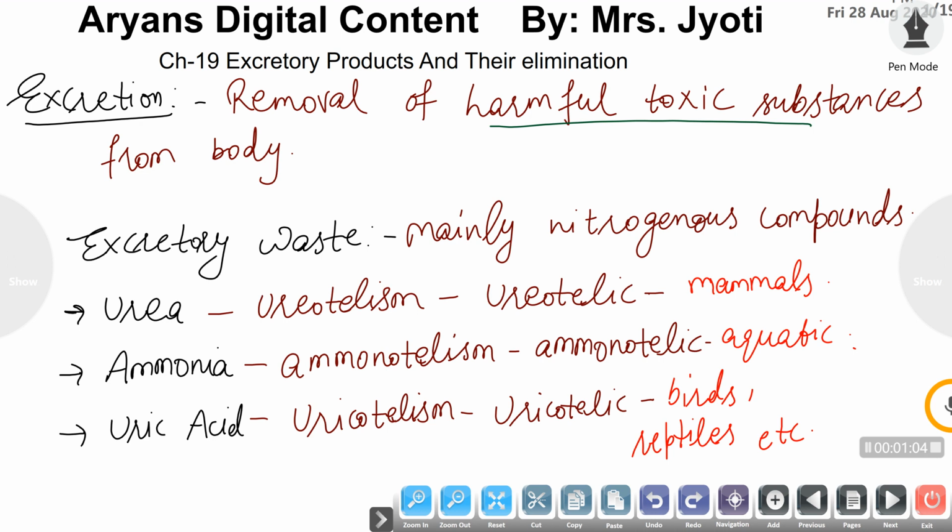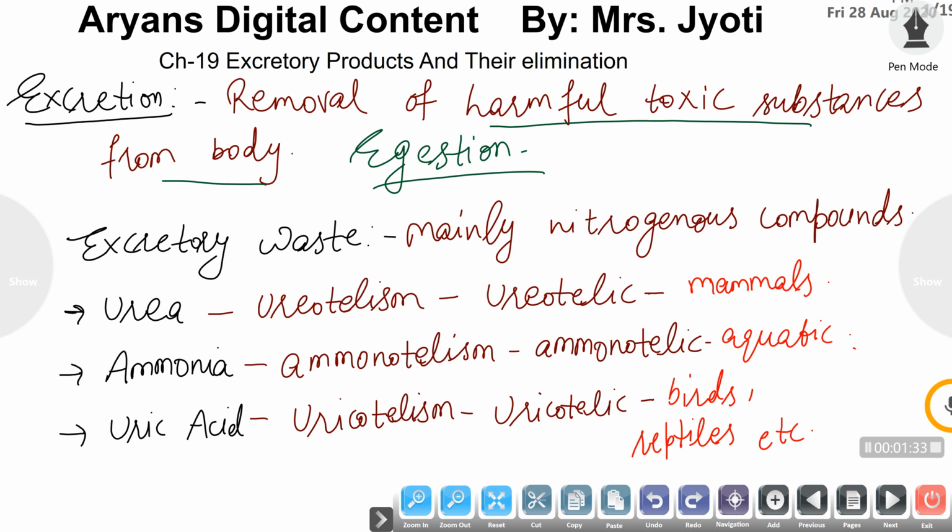So what is excretion? Excretion is simply the removal of harmful toxic substances from the body. It is termed as excretion. Excretion is not related to the removal of undigested food, that is termed as egestion. That is not excretion. Excretion is removal of toxic substances from the body, and it is related to our excretory system.